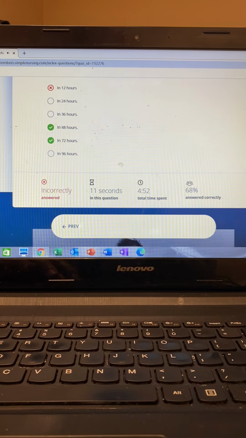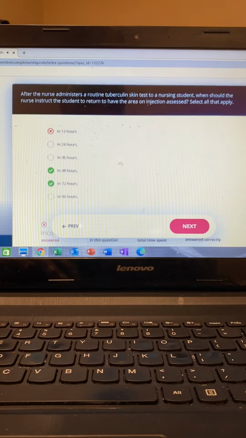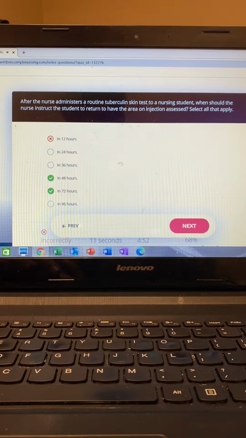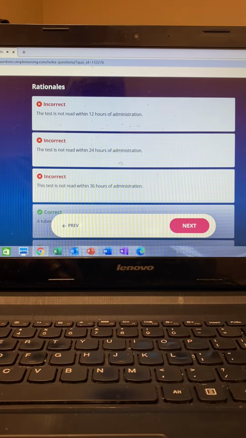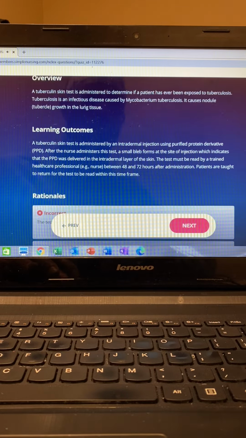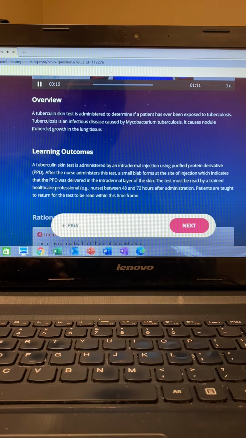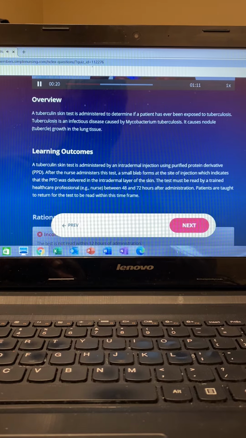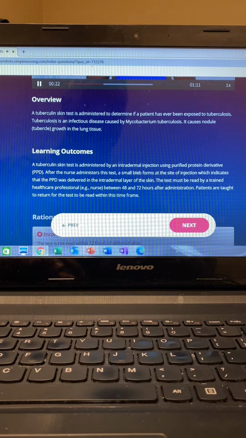Now using our 3 steps, let's break this down. This question's asking when to tell a student to come back after the key problem, you administer a PPD test for TB. So anytime you're doing a PPD test, guys, write this down. You need to recheck it in 48 to 72 hours. So a solution we're looking for is that time frame, that window, 48 to 72.